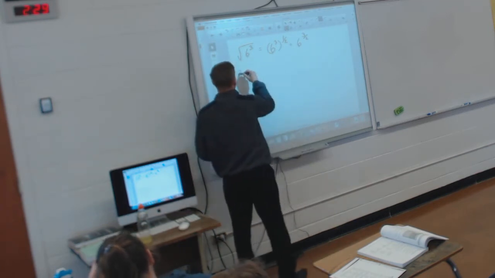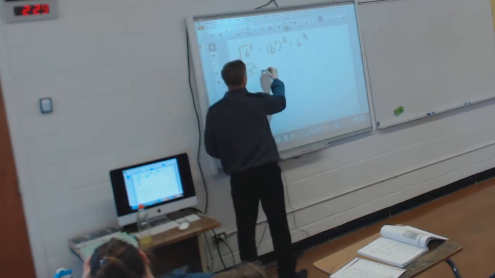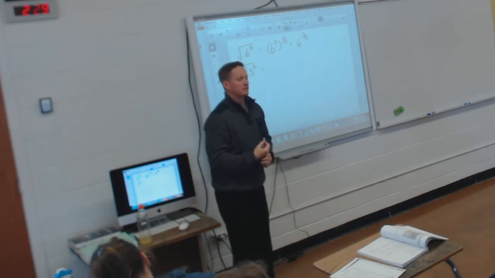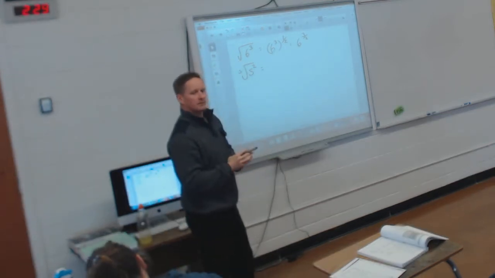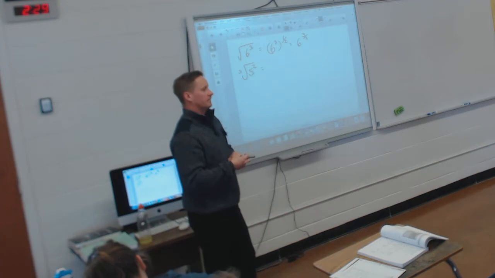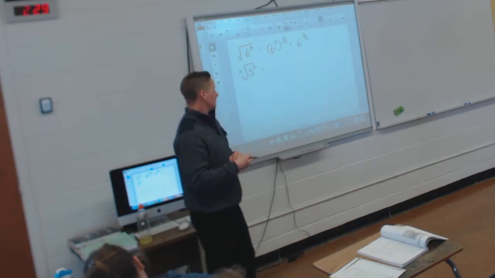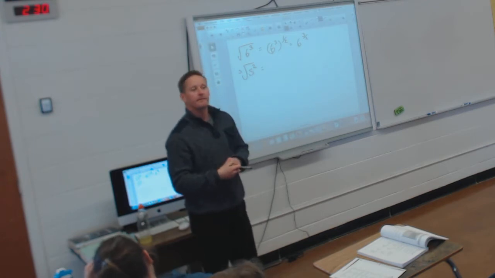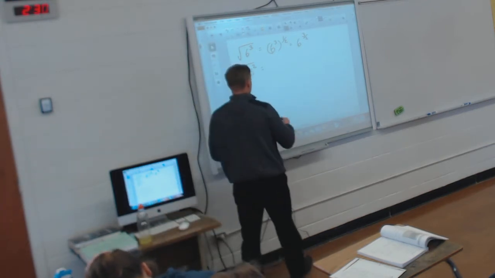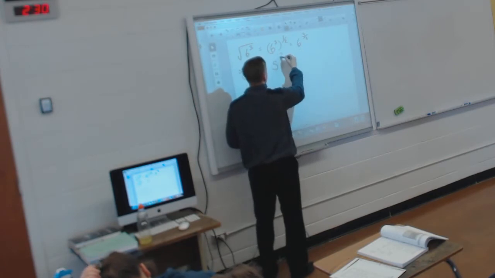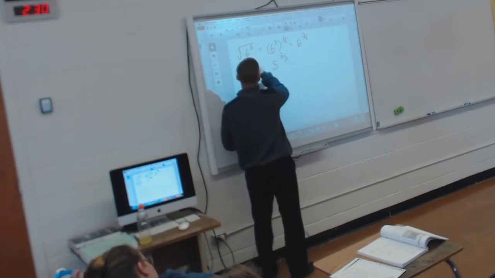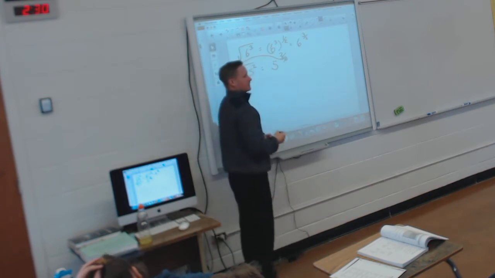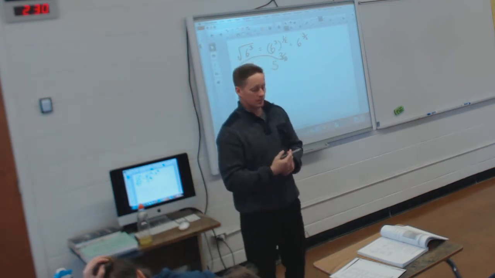What about this guy? Cube root of 5 squared. Go ahead. 5 to the power 2 over 3, sorry. The 3 becomes your denominator, right? So first we're good.